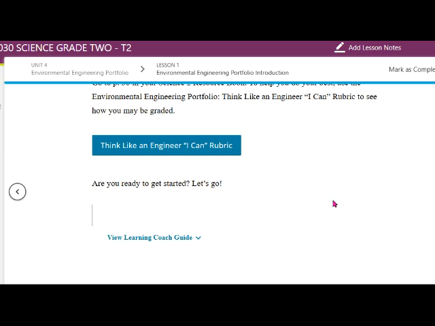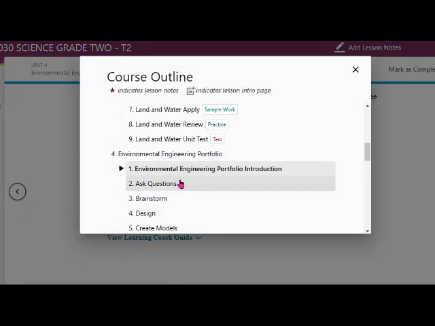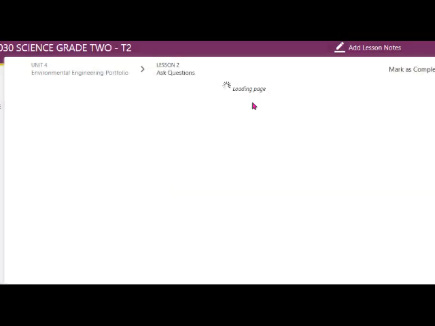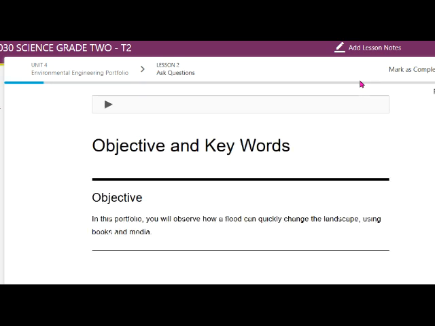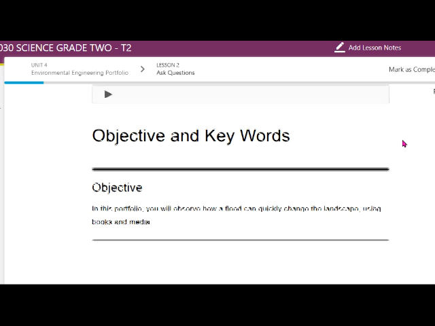All right, are you ready to get started? Let's go. This is the end of lesson 1. So far we haven't really done any work yet. We've just been introduced. So if I were you, I would keep working. I would go ahead and go on to lesson 2 before I stop for the day. Lesson 2 is titled Ask Questions. Remember, that's that first step of our process.